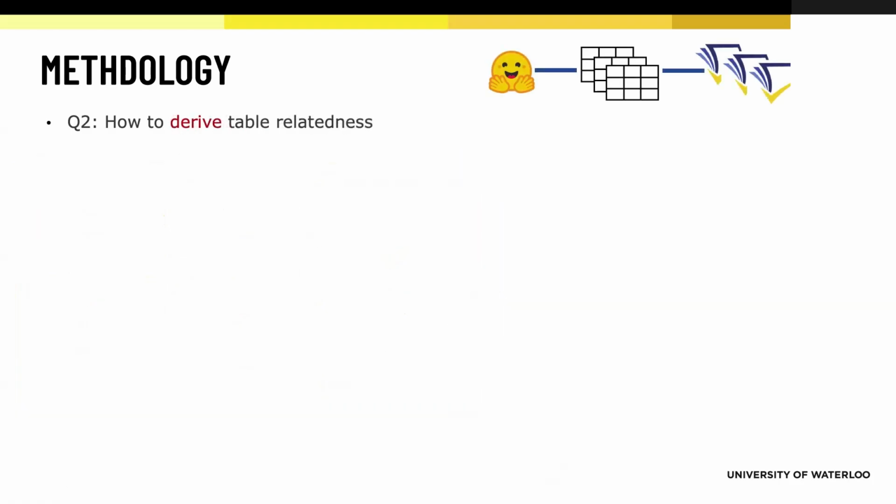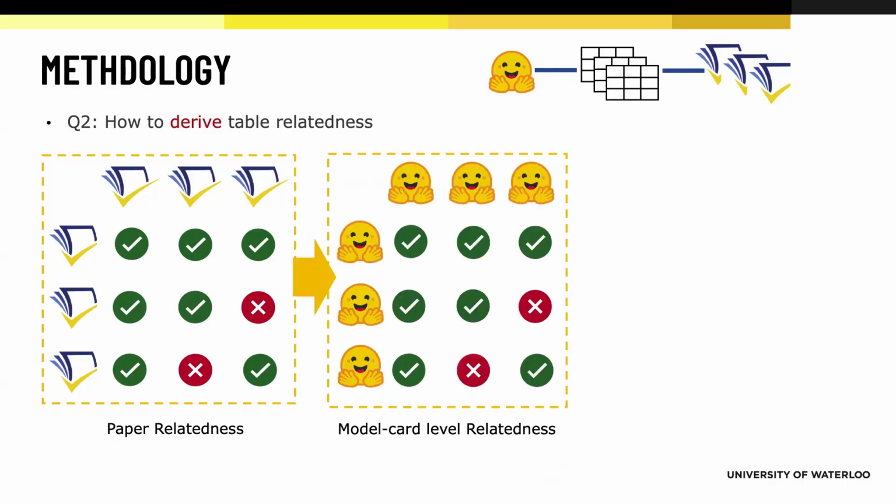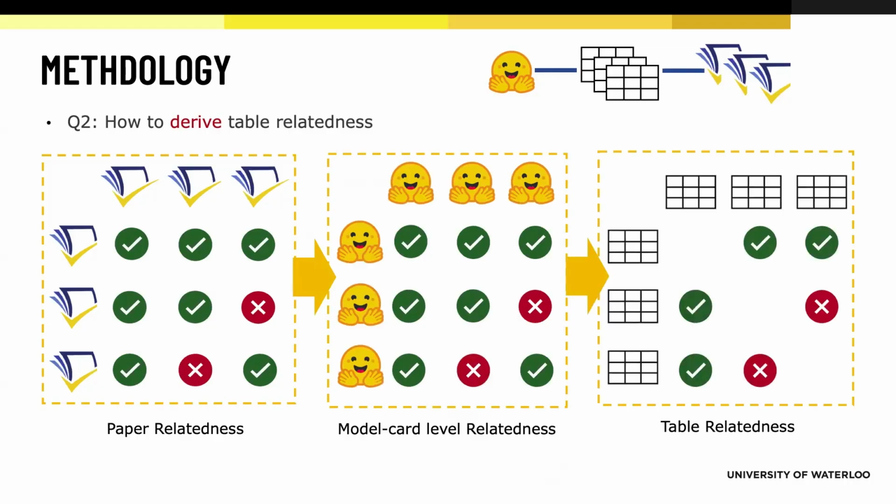And then after we get all this kind of metadata, how do we derive the table relatedness from it? We first go from tuple. For each model card, we extract several tables, and we extract several valid titles from it. And then we try to derive the relatedness from it. Take the paper relatedness as an example. We first query Semantic Scholar to get the pairwise relationships between those papers, and then go back to the model card level. We then infer the model card level relatedness from it, and finally, we get the table relatedness from it.